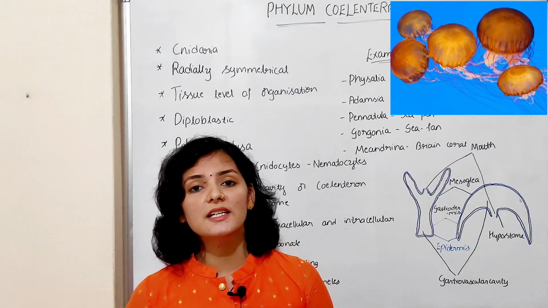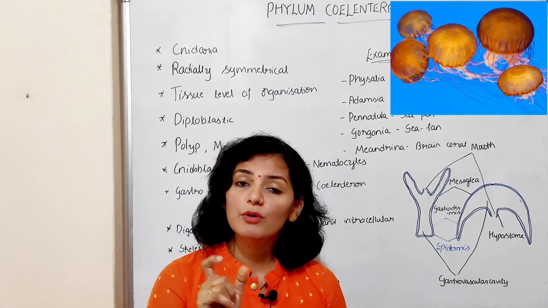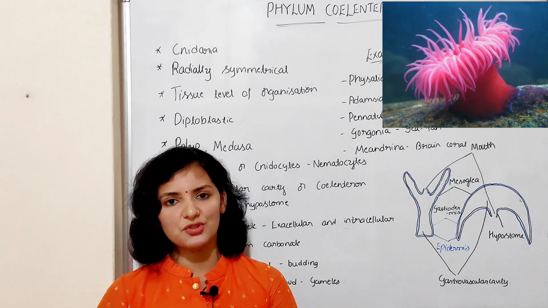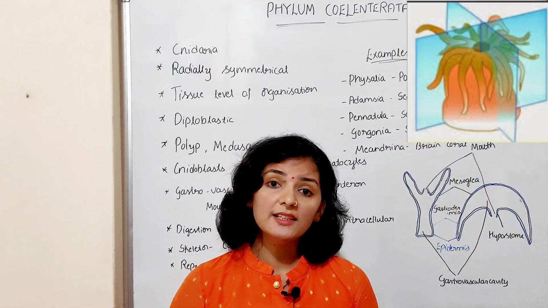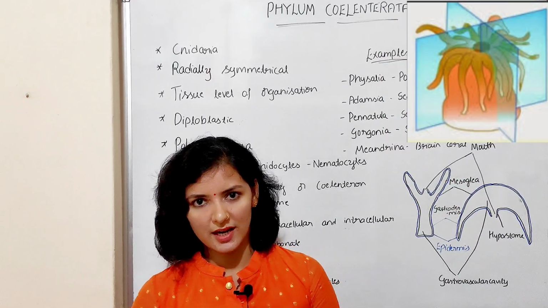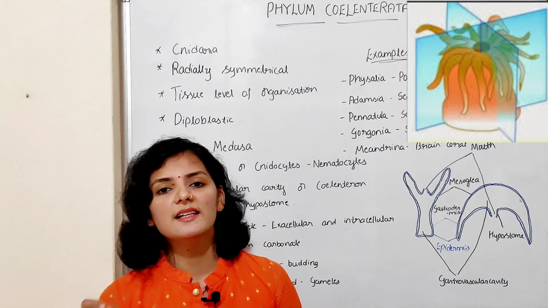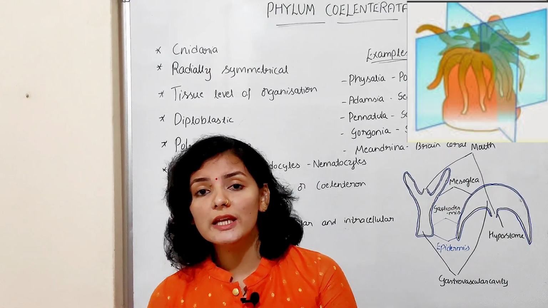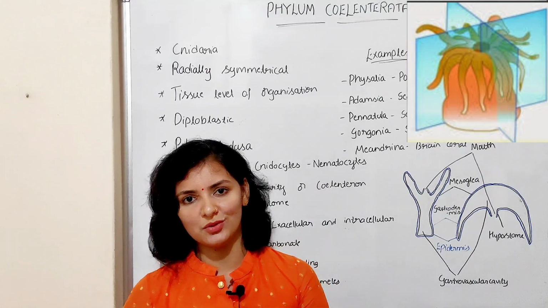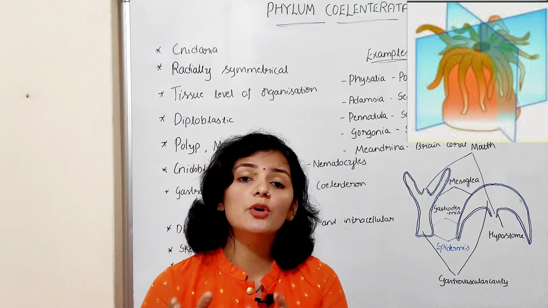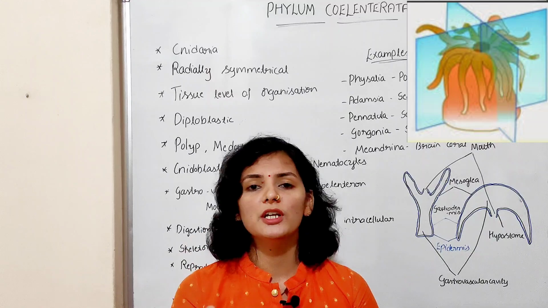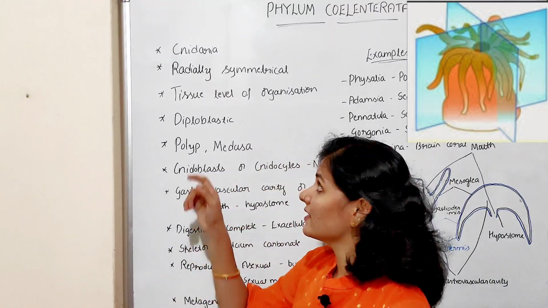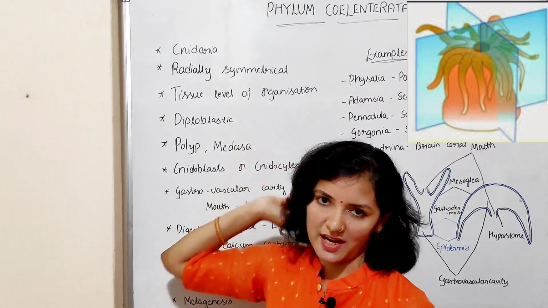Most species of coelenterates are free swimming forms and very few species are sessile in nature. Sessile means found attached to a certain substratum. These organisms are radially symmetrical, or they show radial symmetry. What do you mean by radial symmetry? The body can be divided into two equal halves in a plane passing through the center, or you can cut the body of these organisms into two equal halves in a plane passing through the center. That's why these organisms are radially symmetrical.